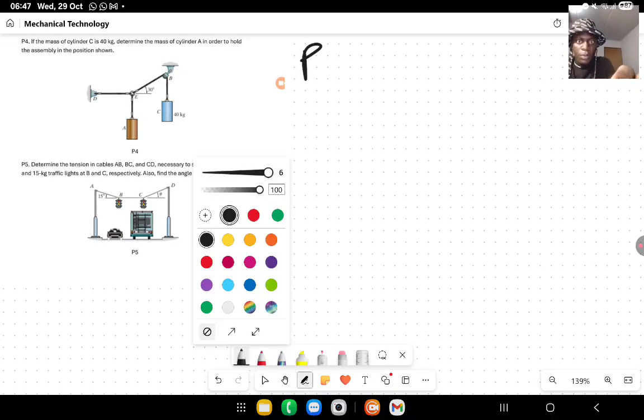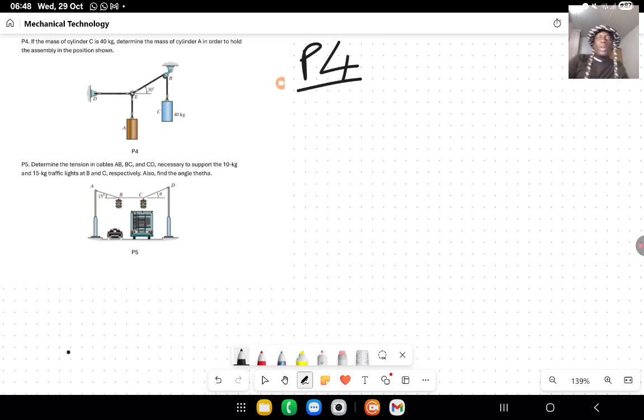Okay, now we are at problem number 4. We know that first of all we must draw the free body diagram. Okay, we are on our problem number 4.